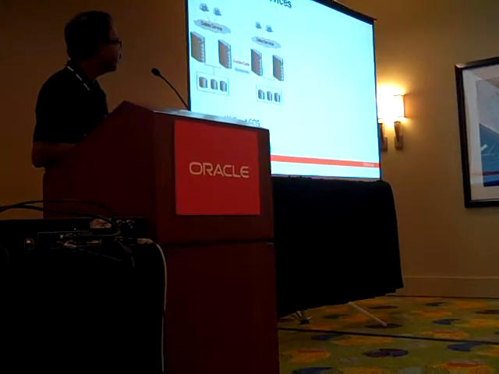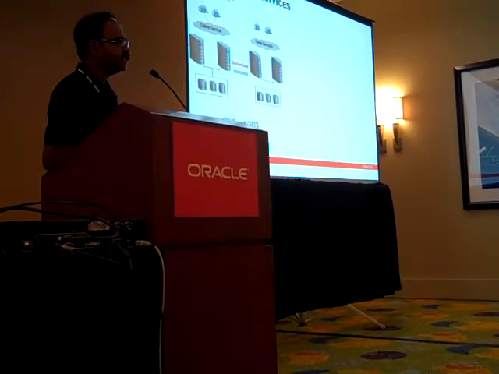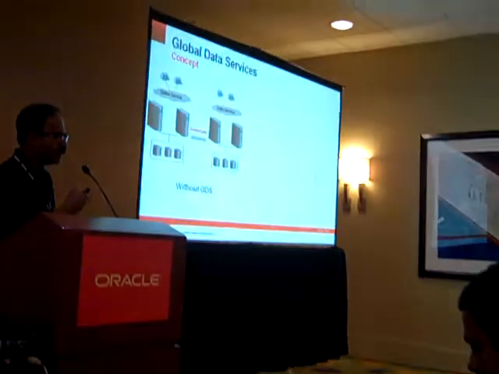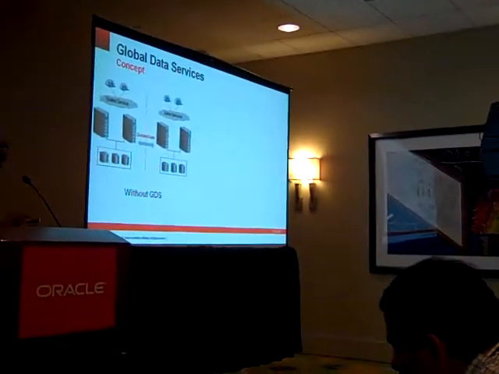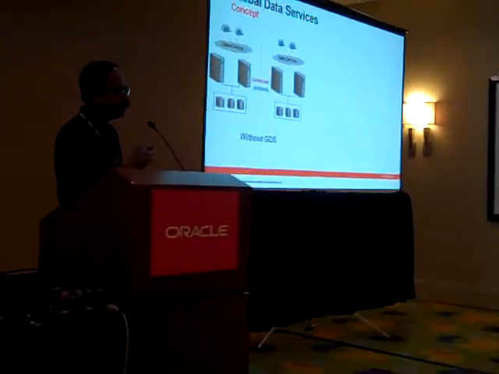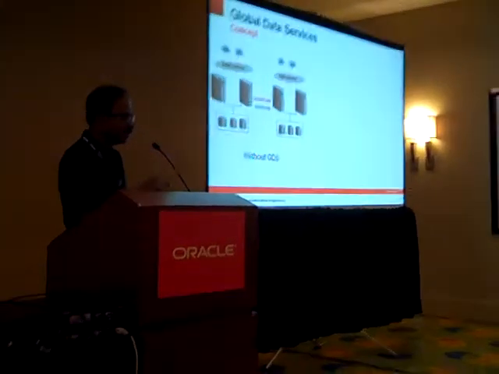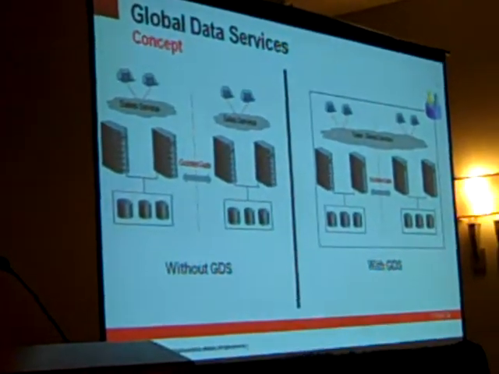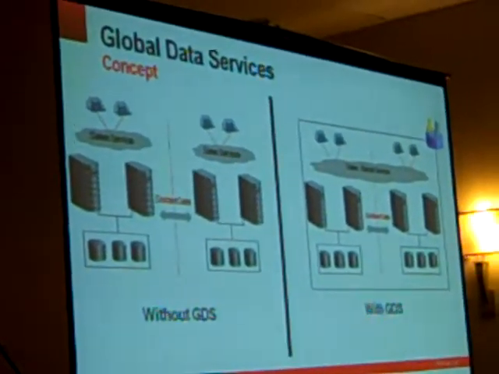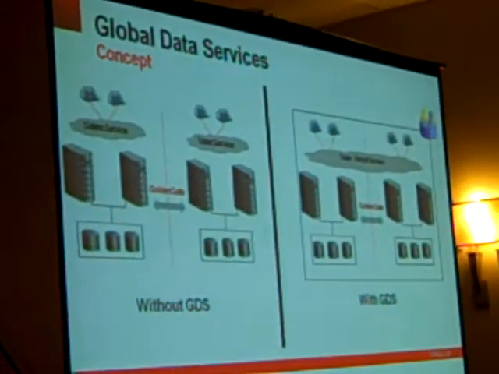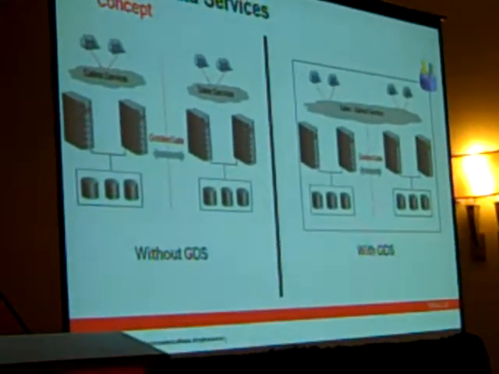This graphically illustrates what GDS is doing here. You have two RAC clusters with replication through Golden Gate, and you have the sales service. You do not have the ability to have a common sales service. With GDS, you are able to have a global sales service which spans all the databases in your system.